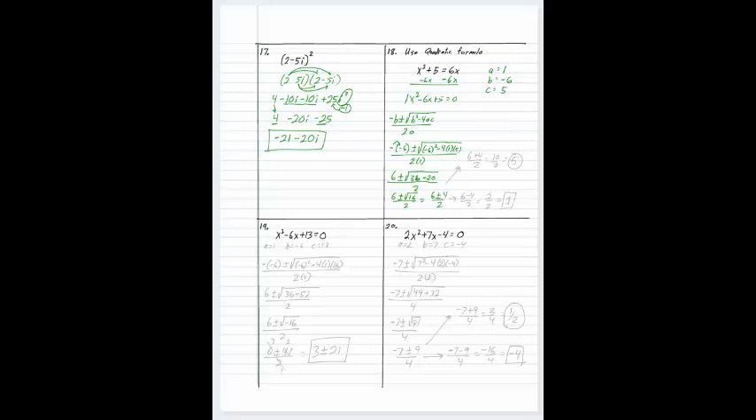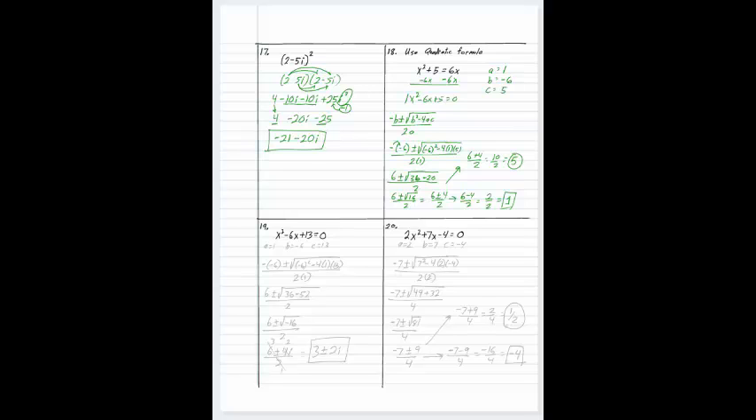When we reach this point, we're going to treat this as two separate problems. 6 plus 4 over 2, and 6 minus 4 over 2. Well, 6 plus 4 is 10. 10 divided by 2 is 5. And 6 minus 4 is 2, divided by 2 is 1. So your answers are 5 and 1.